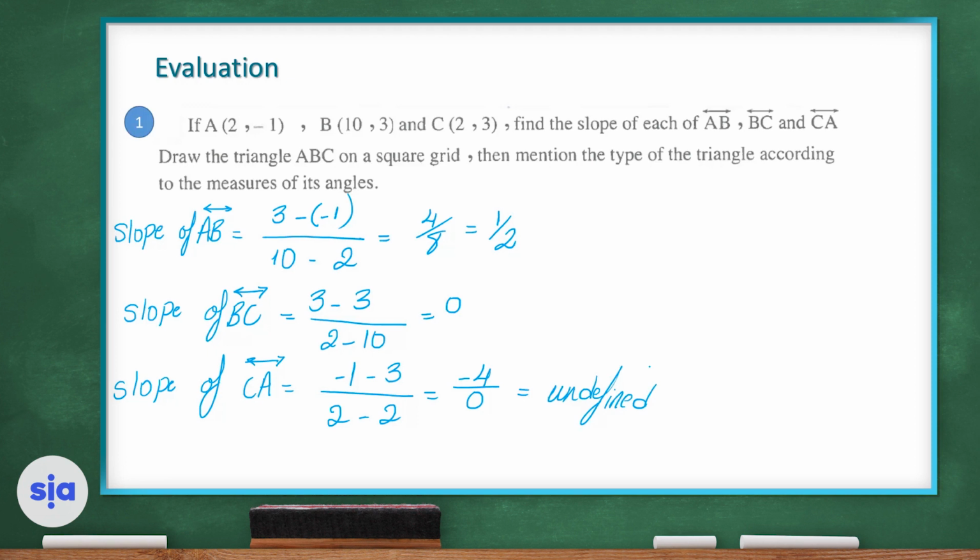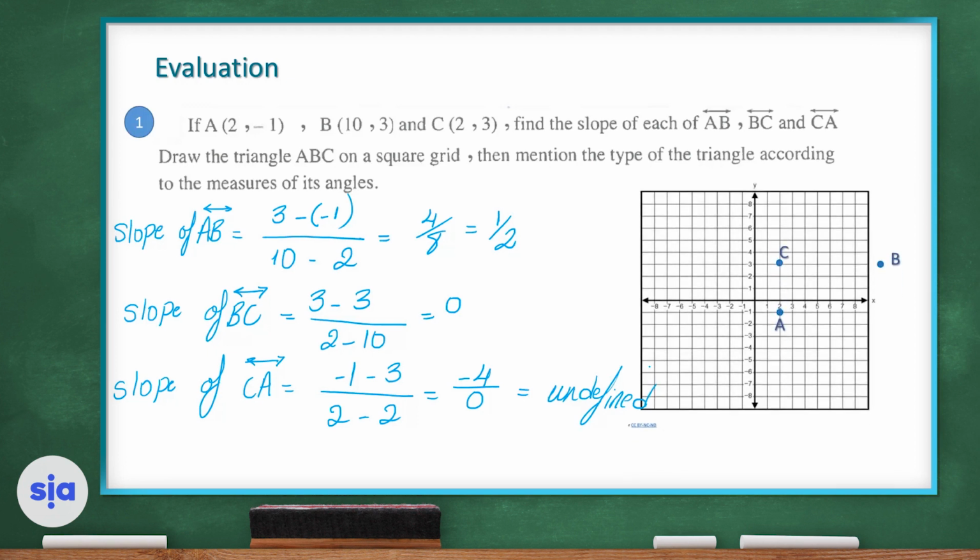If you plot the 3 points on the graph, here are the 3 points A, B, and C. If you connect the 3 points, you will see that it's forming a right triangle.